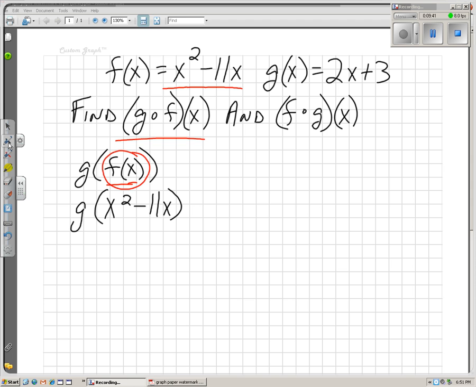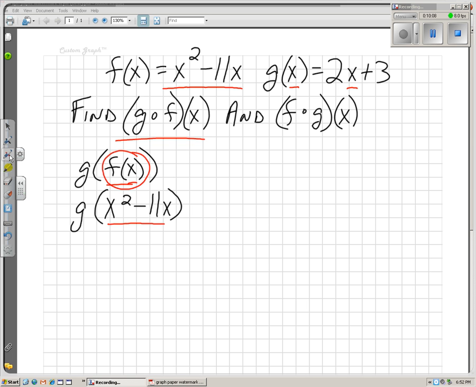All I did was take out the f of x and put in x squared minus 11x, because f of x is x squared minus 11x. Okay, that's step 1. Step 2 is take the x squared minus 11x and run it through the g function. That means everywhere that you see an x in the g function, you're going to take that x out and put x squared minus 11x in.